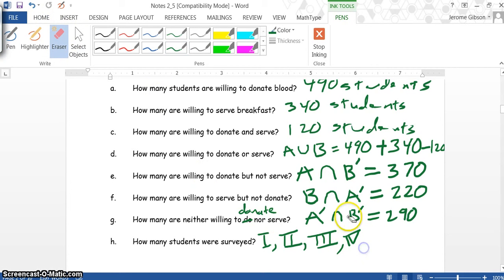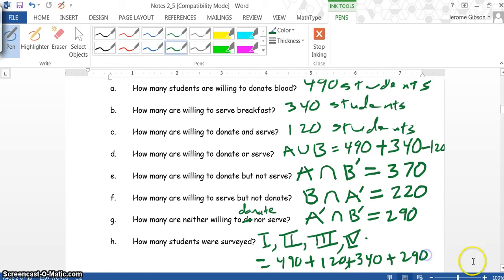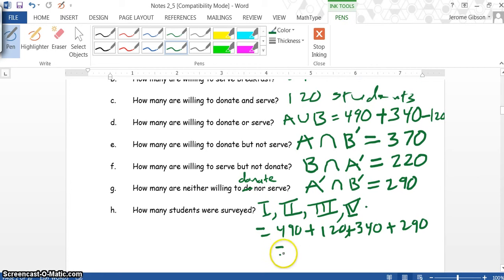So now we need to add up all of these regions. Region 1 is just 490. Region 2 is 340. Well, actually, region 2 is 120. Region 3 is 340. And finally, region 4 is 290. When we add all of these values together, that would give us 1,000. So it's 1,000 students that were surveyed. And that is the final answer.